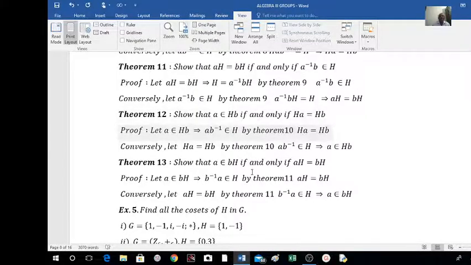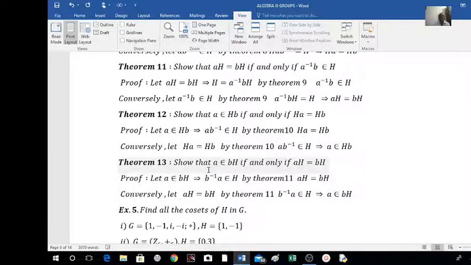Conversely, let HA equal HB. Then by theorem 10, AB inverse belongs to H. Now operate by B on both sides: AB inverse B means AE, and AE equals A belongs to HB. That is, A belongs to HB. Next, similarly, we can prove theorem number 13 also.